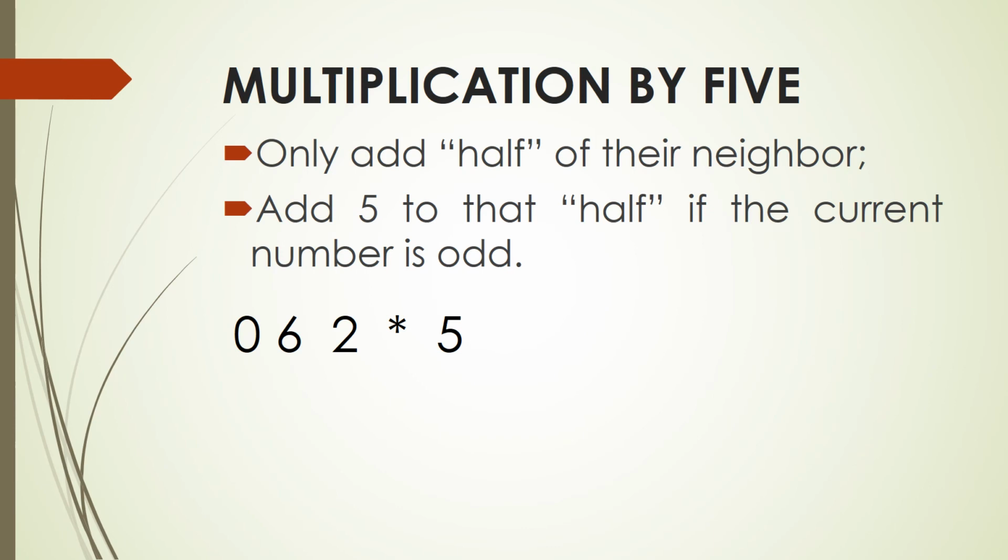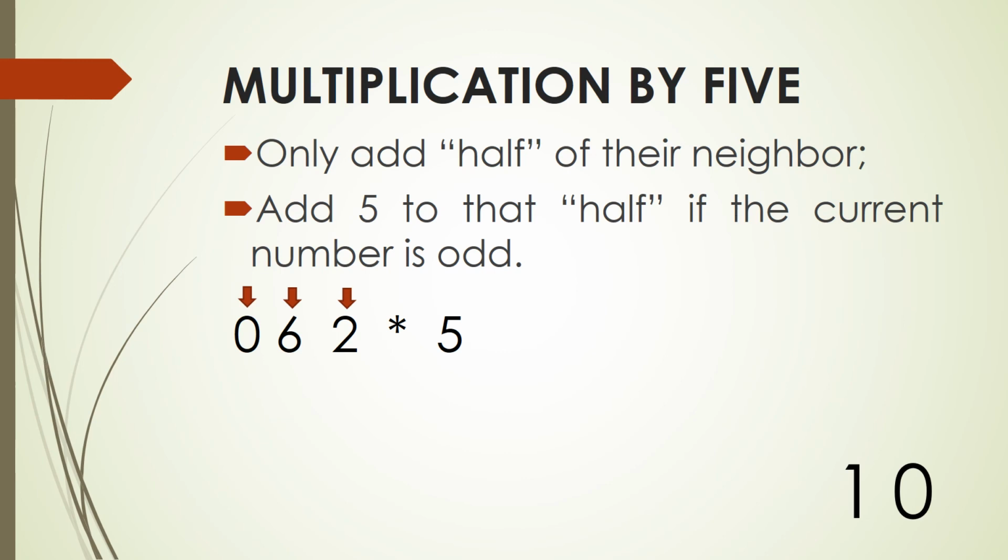In the case of the multiplication by 5, we only need to add half of the neighbor and add 5 to that half if the current number is odd. So let's start. We see that we don't have any kind of neighbor, so we are going to write here a 0. The current number here is 6, but we are only going to focus on the neighbor. The neighbor is 2, so we need to add that half. The half of 2 is going to be 1, so we write the number 1, and then we pass to the next number.